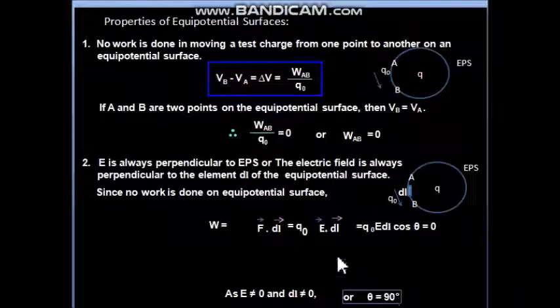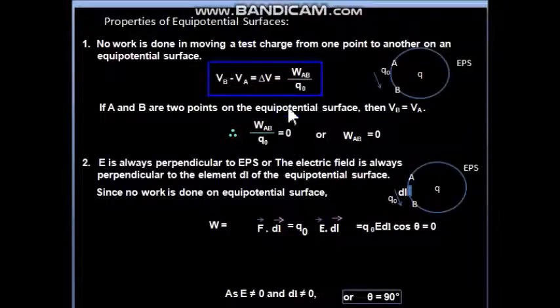So this way the angle between the E vector and the dl vector is 90 degrees. Since dl is the part of the EPS only, the angle between E and the equipotential surface is always 90 degrees.